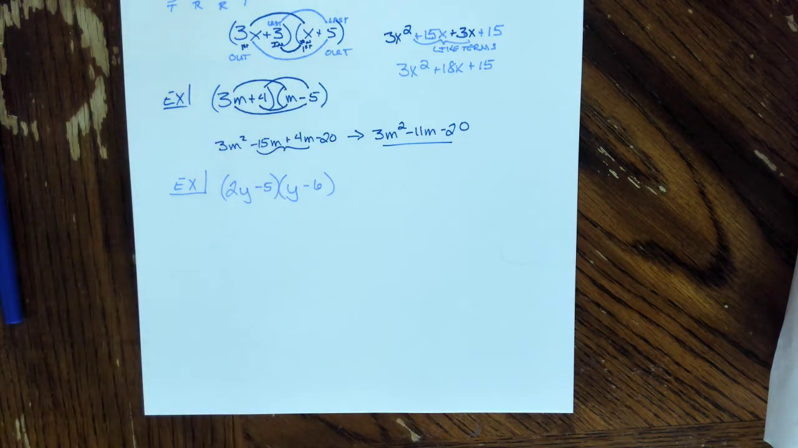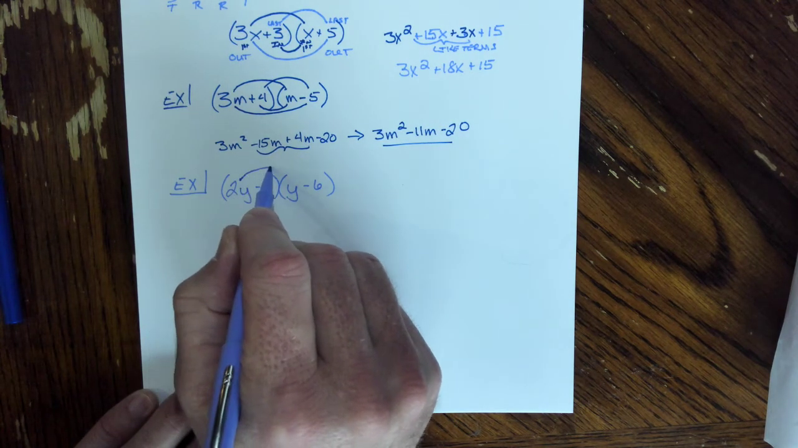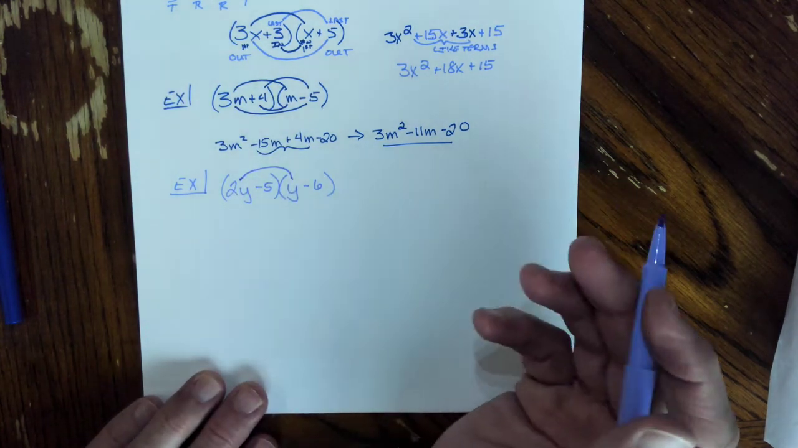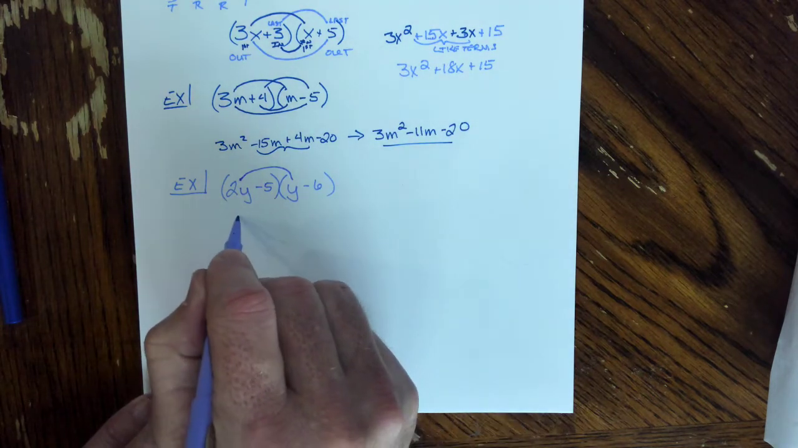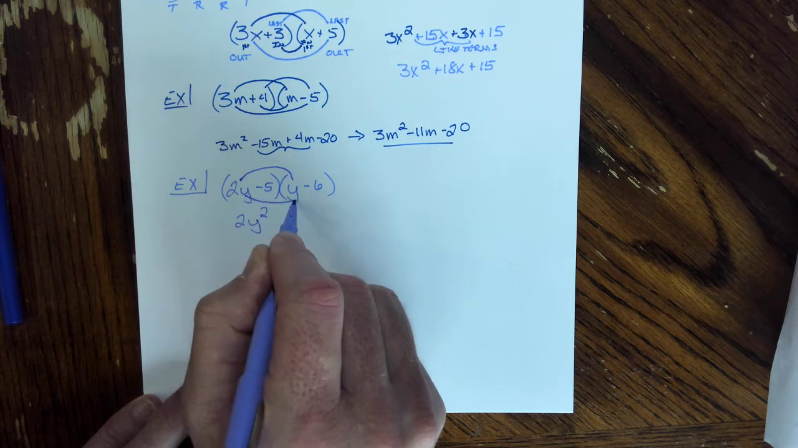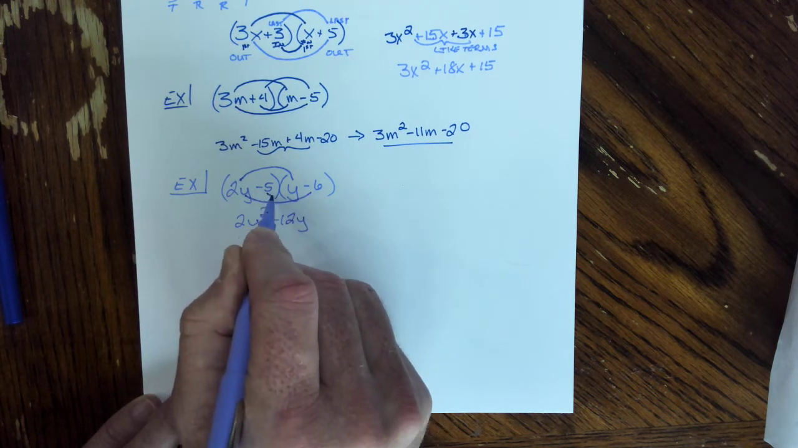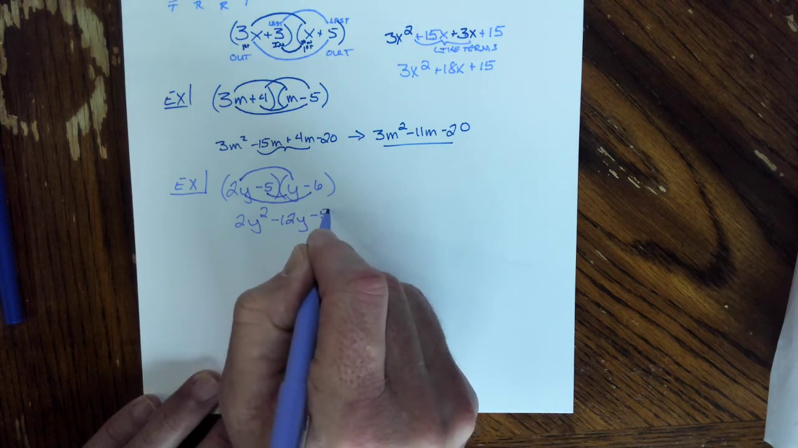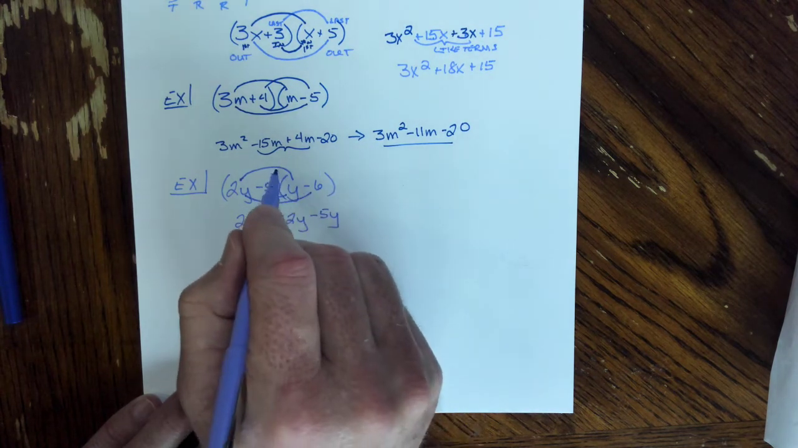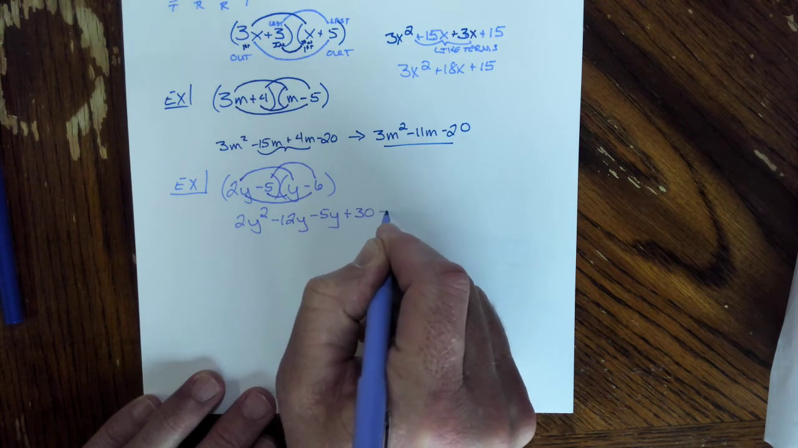So our last example we'll do with this is the quantity of 2y minus 5 times the quantity of y minus 6. So 2y times y, first times first, gives us 2y to the second power. Outers, negative 12y. Inners, negative 5y, and then the last terms, plus 30.